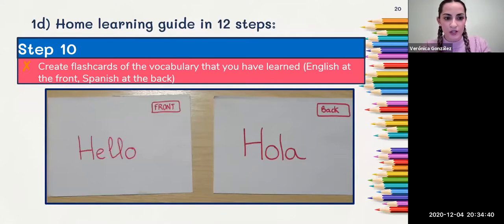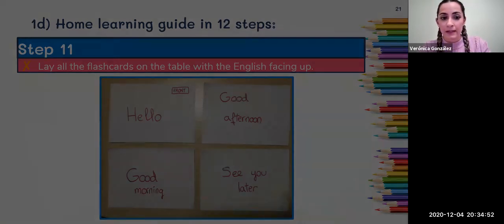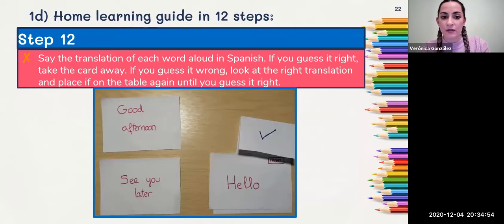After they've learned these words, they would create flashcards on the vocab that they've learned with the English at the front and the Spanish at the back. They will lay all the flashcards on the table with the English facing up, and then they would say the translation of each word aloud in Spanish, which is the case for any target language. If they guess it right, they would take the card away and put it on a pile. If they guess it wrong, they will look at the right translation and then place it on the table again until they guess it right.